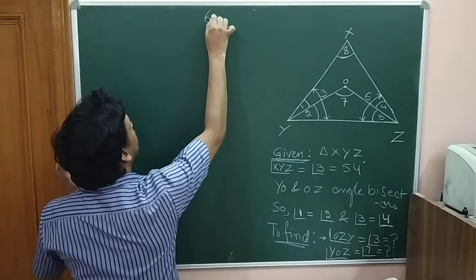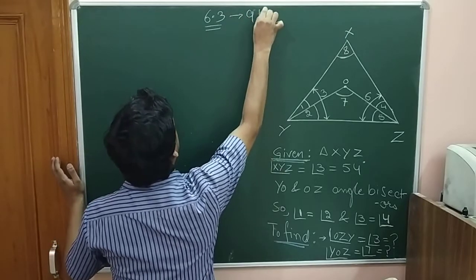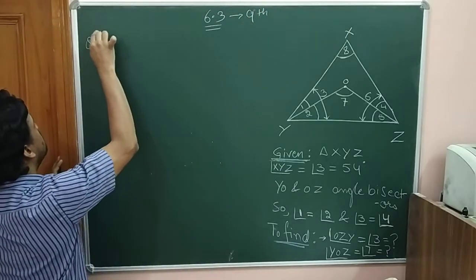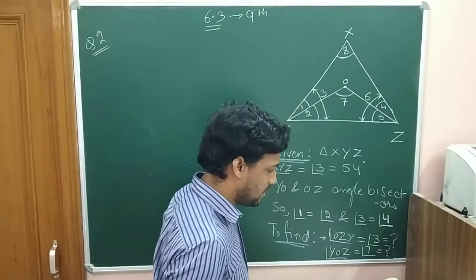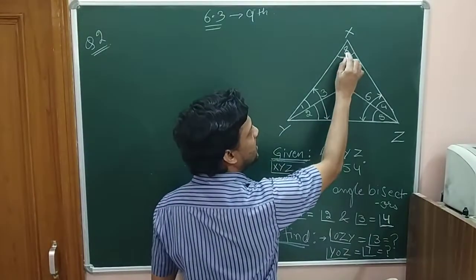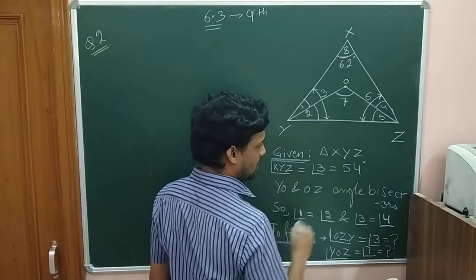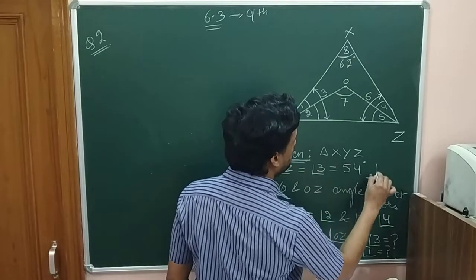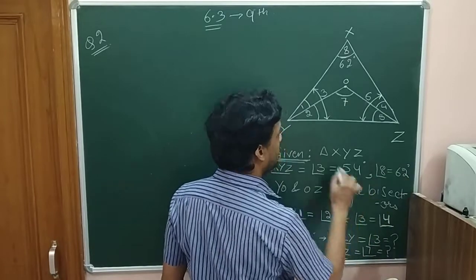We are solving exercise 6.3, class 9th, question number 2. In question number 2 it is given that angle X is equal to 62 degrees. Angle X means angle 8, which is given as 62 degrees.